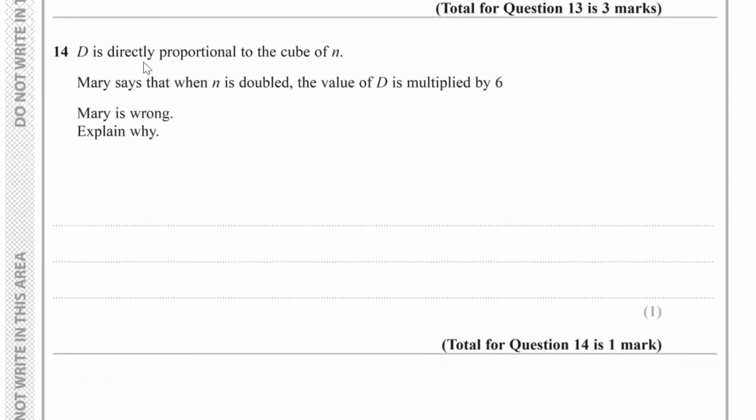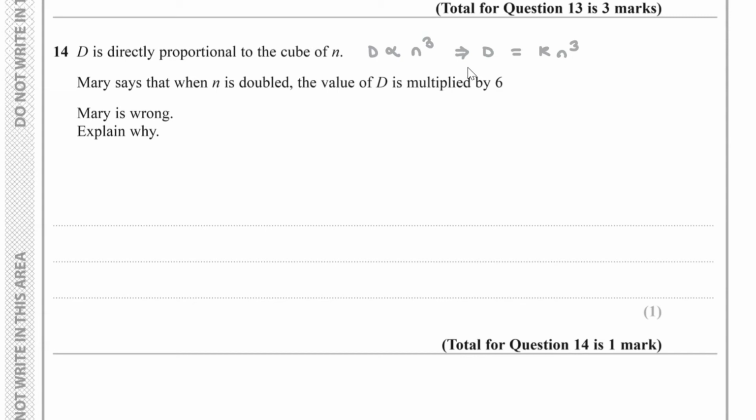Question 14. D is directly proportional to the cube of n. Mary says that when n is doubled, the value of D is multiplied by 6. Mary is wrong. Explain why. So, if we think about it, we know already that d is proportional to n cubed. In other words, d is equal to k n cubed. Okay?